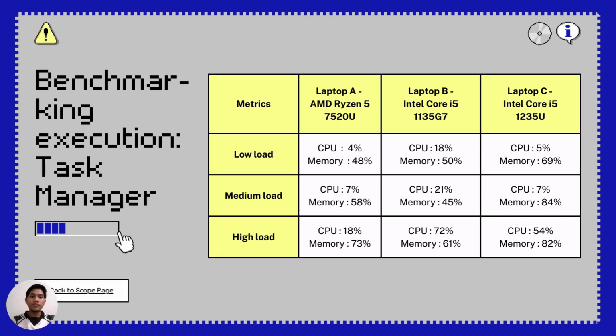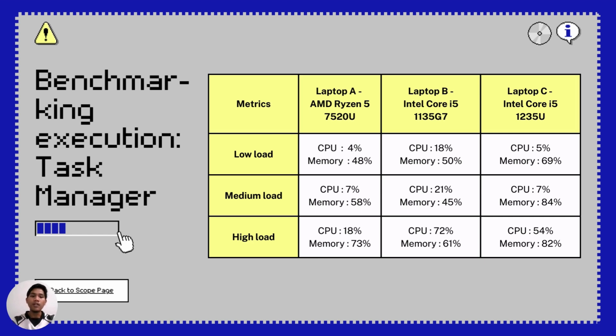At the low load, CPU is 4, and same for the 3 laptops, we run Microsoft Word. But the highest CPU usage is for laptop B, and the lowest is laptop A. For the memory consumption, the highest is used by laptop C.